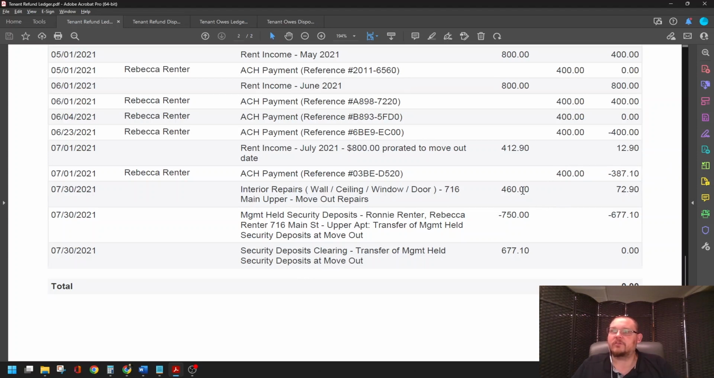They then had $460 worth of move-out repair charges. This is where that shows on our ledger, and we'll go over those repairs when we get to the disposition letter, but they do reflect on the tenant ledger. That brings them to a point where they owe $72.90.